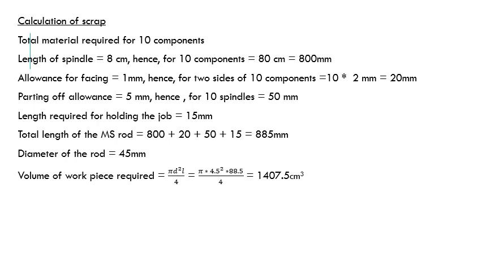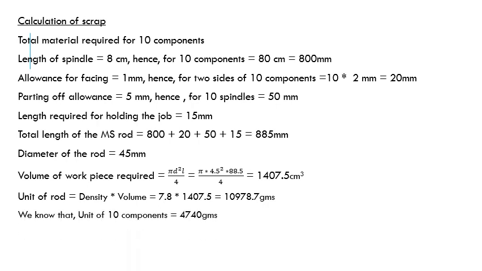So this is the volume of the raw material or the workpiece. The total mass of the rod is calculated using the same formula, density into volume. I get 10978.7 grams, that is the total weight of the raw material. And I have already calculated the total weight of the 10 components as 4740 grams.